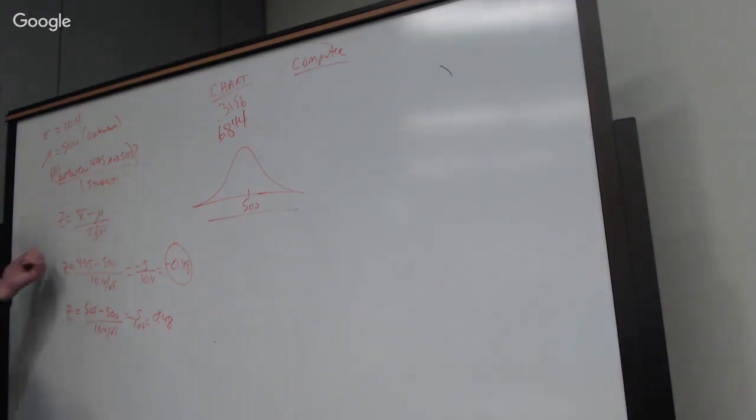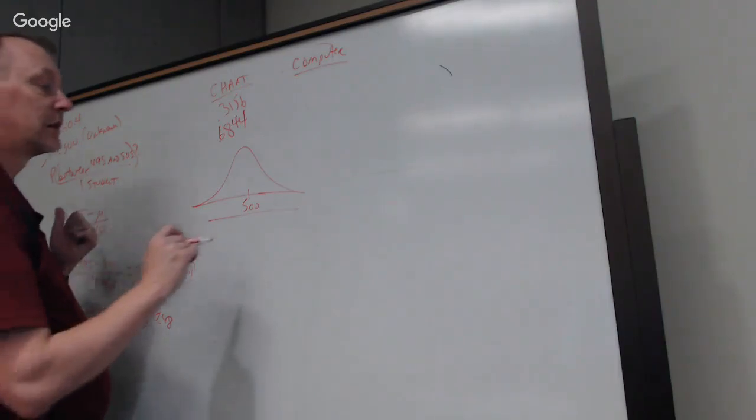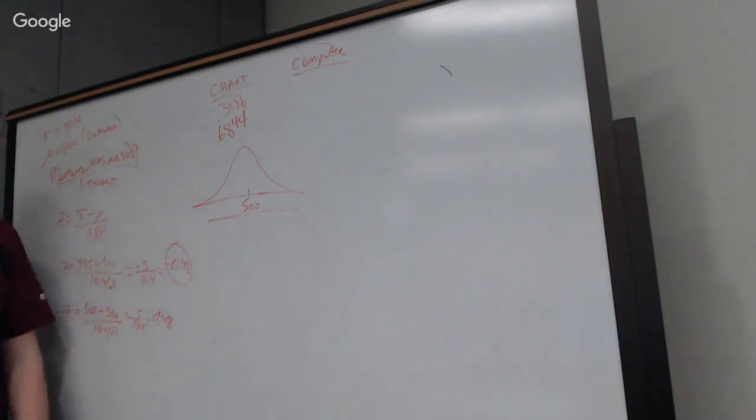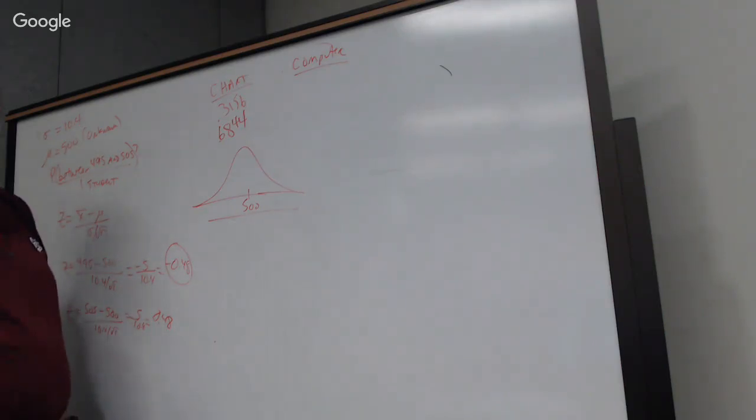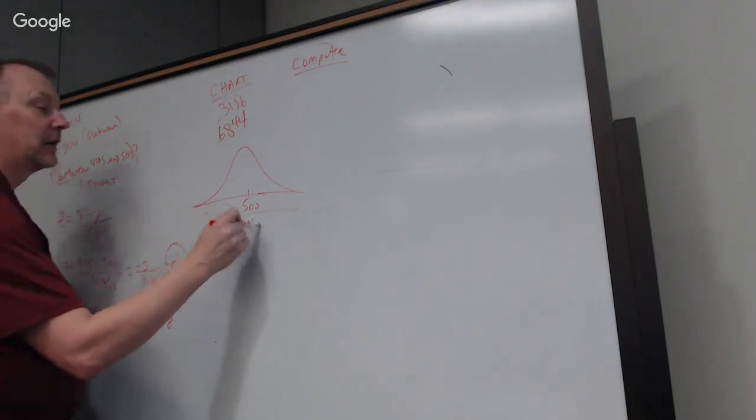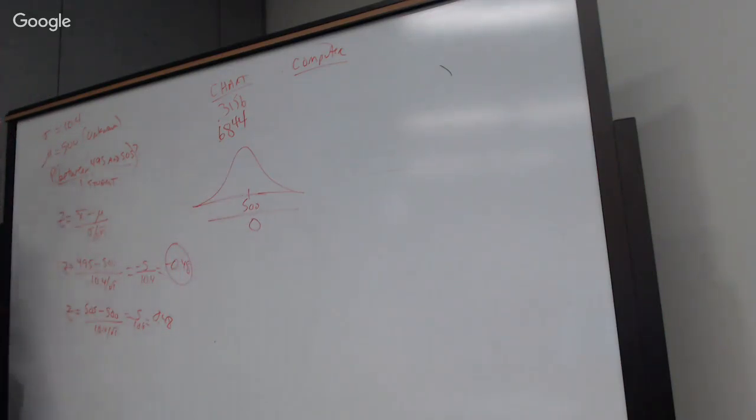What does the z equation change the mean to? Do we ever do it for 500? That's what we're trying to do. What's the mean of the standard normal distribution? 0. It's 0, right? We're converting 500 to 0.